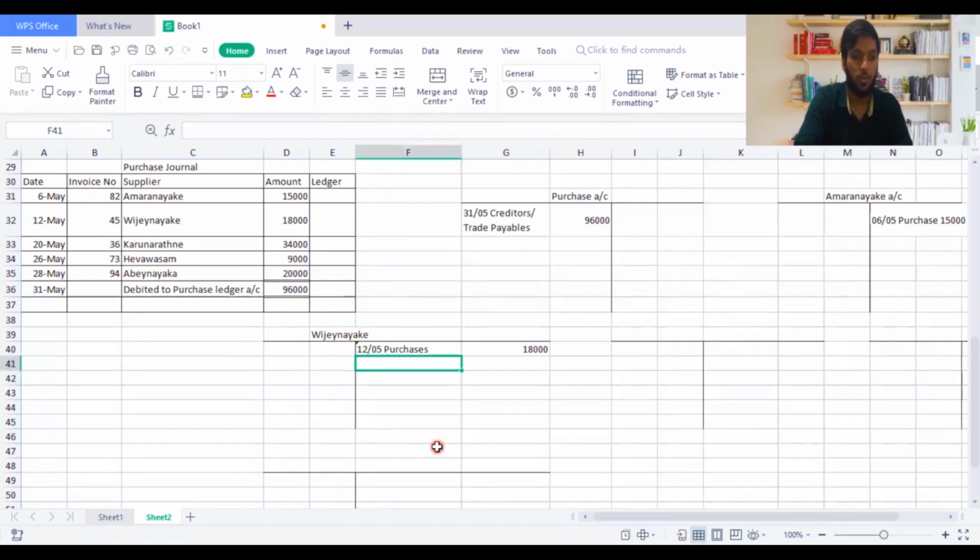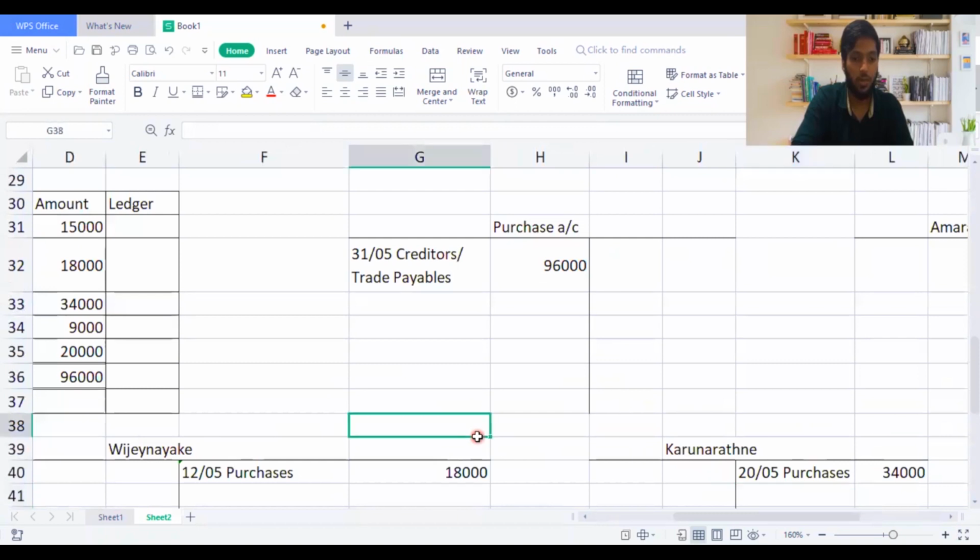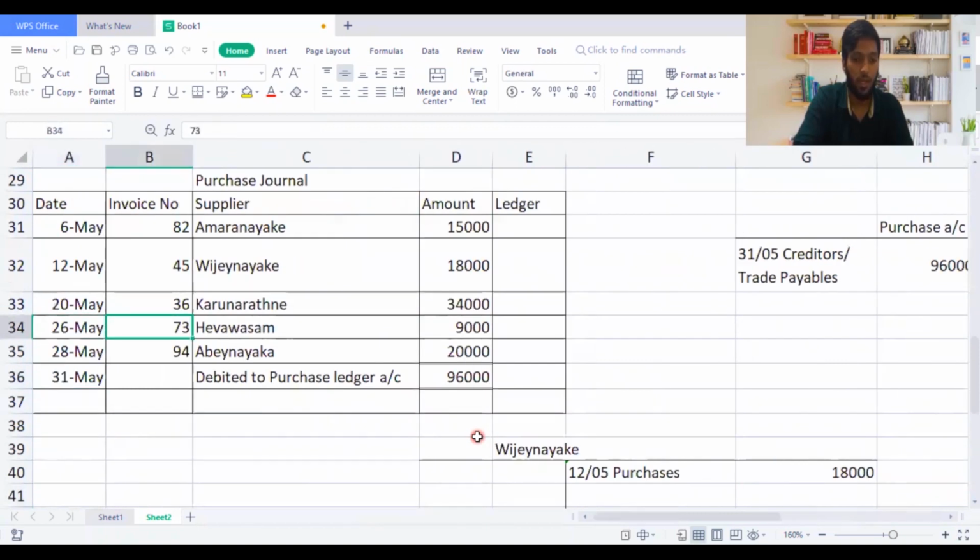Then I move on to the next part. Karuna Ratna is the third person. And what is the amount Karuna Ratna is going to get? 34,000. And again, you're going to write the date, 20th May purchases. Then what do we have? The next few things, Heva Vasam and Abhay Nayaka.